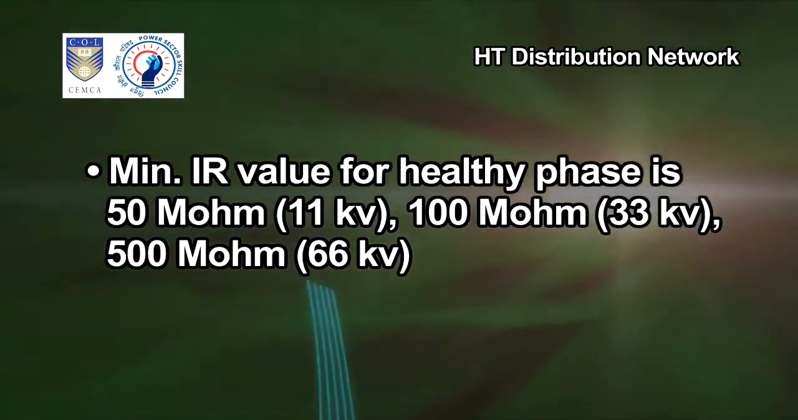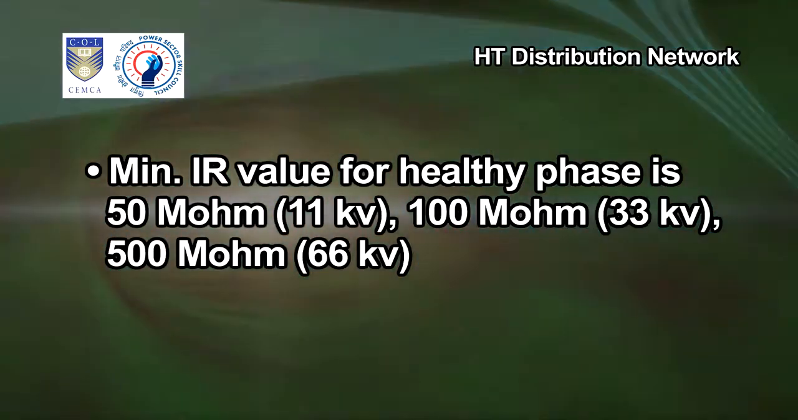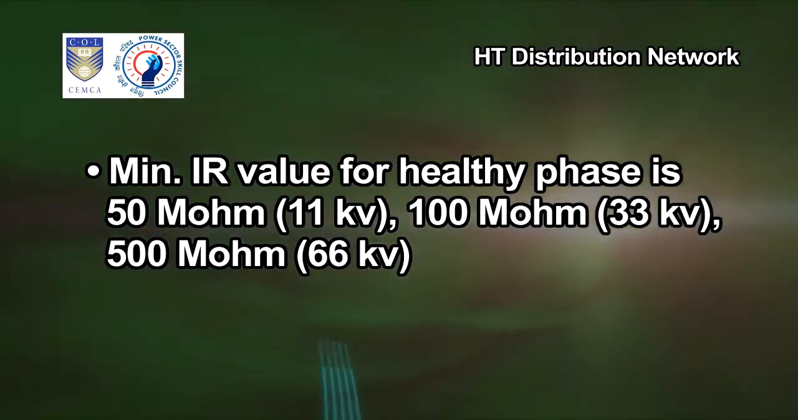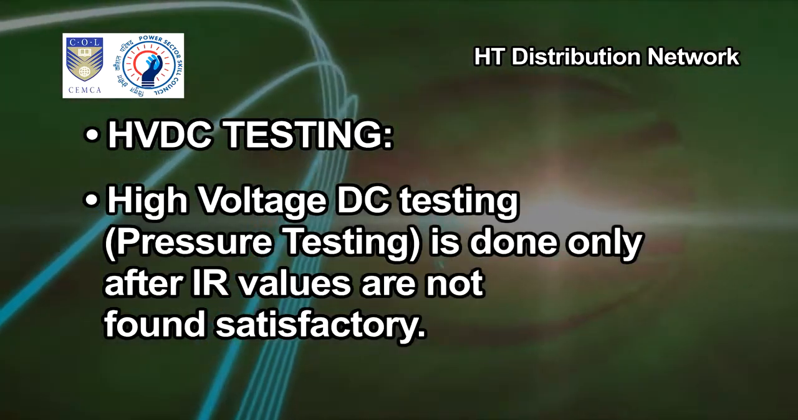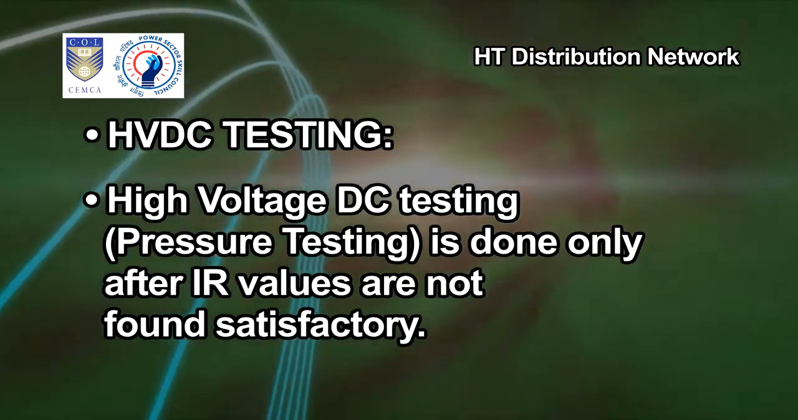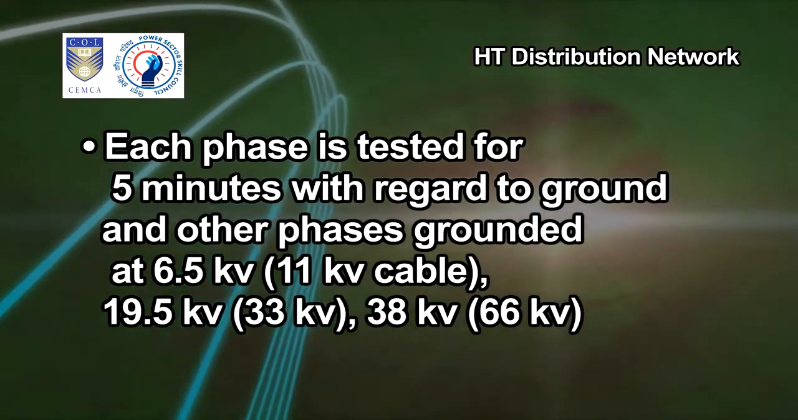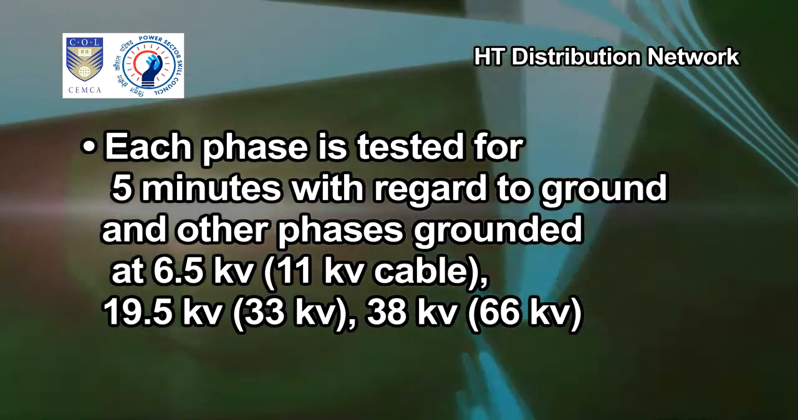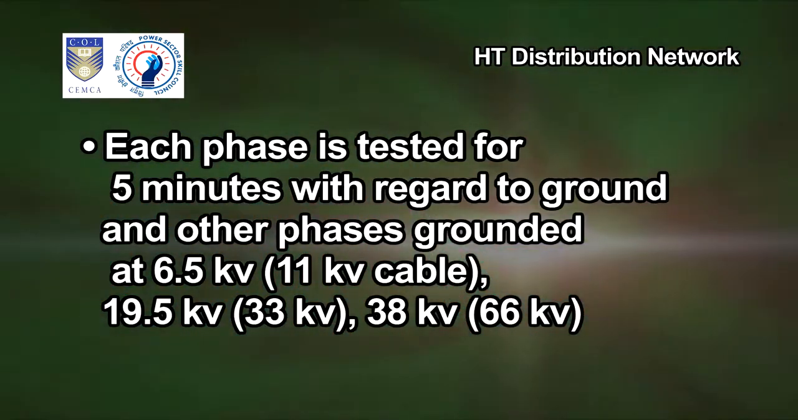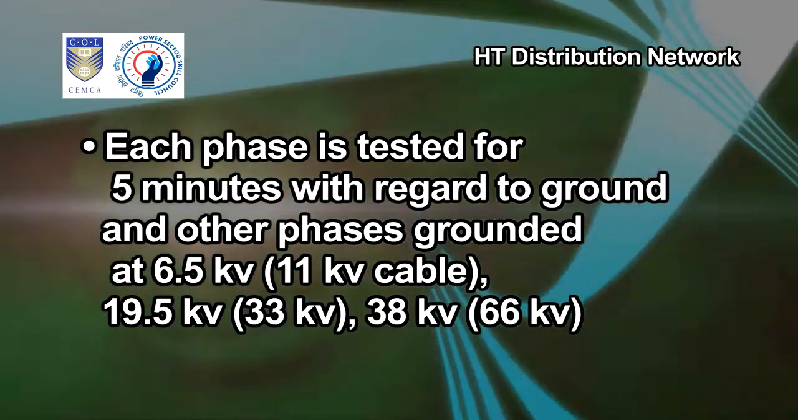Minute IR value for a healthy phase is 50 megaohm for 11 kV, 100 megaohm for 33 kV, and 500 megaohm for 66 kV. HVDC testing, high voltage DC testing or pressure testing, is done only after IR values are not found satisfactory. Each phase is tested for 5 minutes with respect to ground, with the other phases grounded, at 6.5 kV for 11 kV cable, 19.5 kV for 33 kV, and 38 kV for 66 kV.